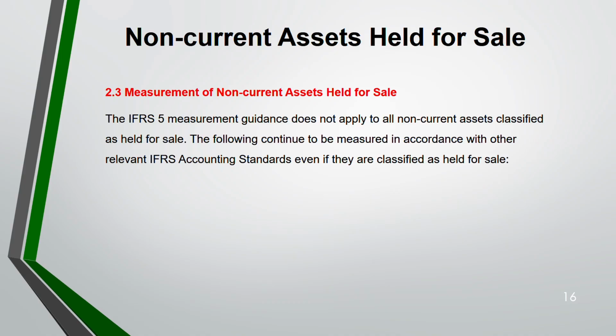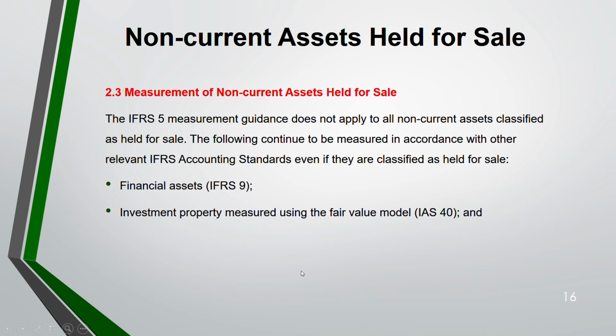One is your financial asset. We use IFRS 9 for it. Even if your financial assets are held for sale, they do not come under IFRS 5. Next is your investment property measured using fair value. You will use IAS 40.